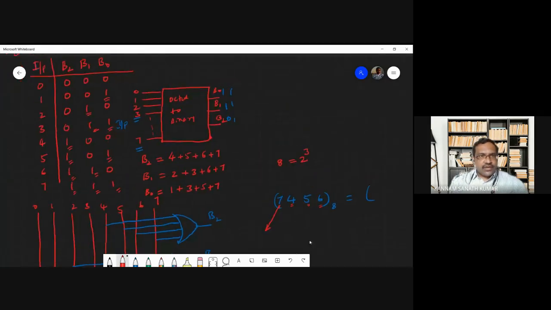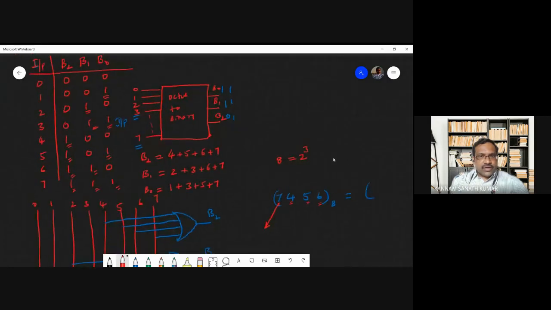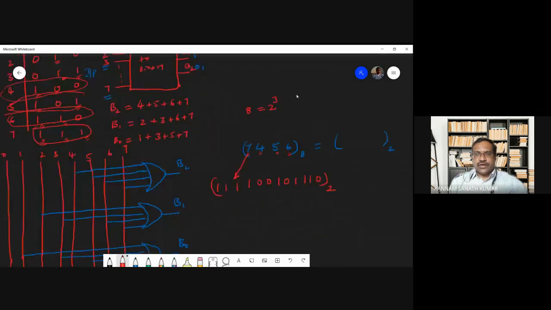So this is nothing but binary, decimal to octal numbers. These are the octal numbers. What is the binary representation for 7? 1, 1, 1. And 4 is 1, 0, 0. And 5 is 1, 0, 1. And 6 is 1, 1, 0. So this is what you are getting, the binary. Like this, you can convert any octal number into binary.